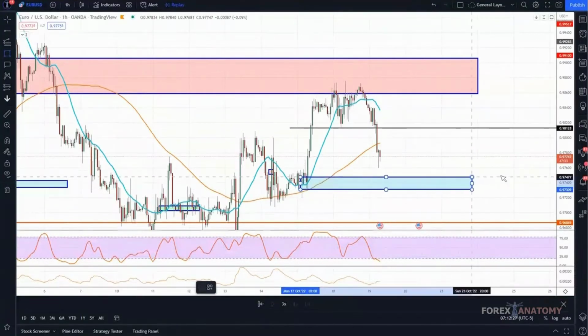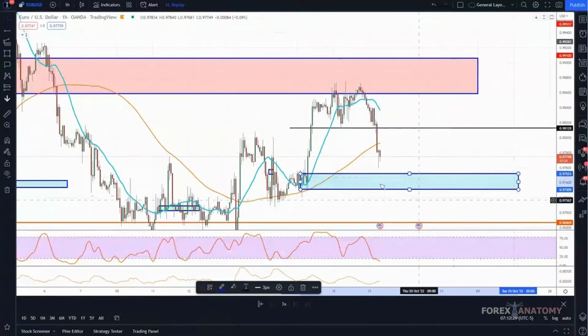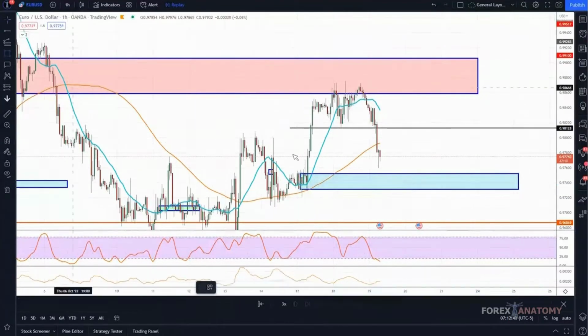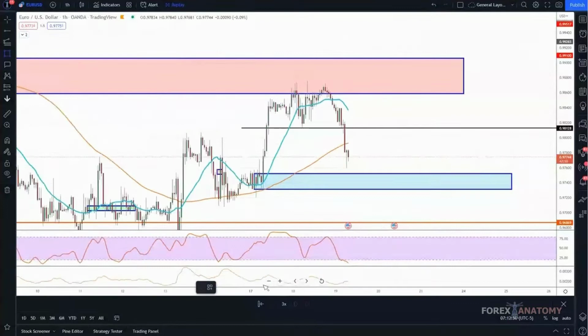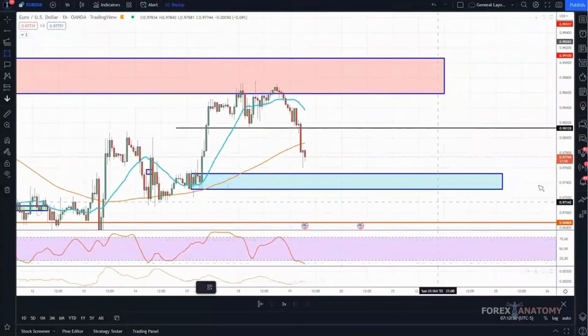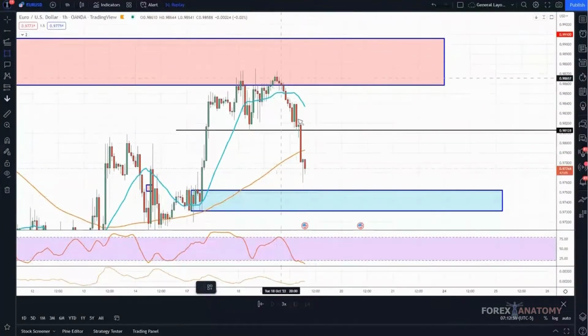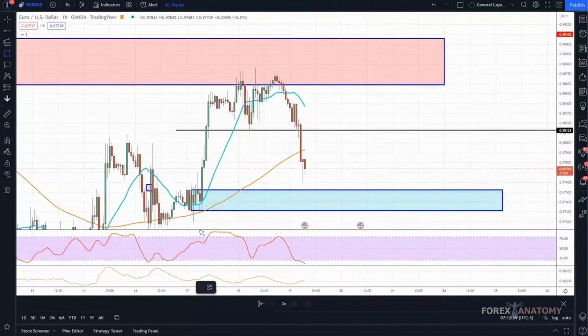So then we have this zone of demand right here. Price may push a little bit deeper and then start correcting higher. But what we want to see is a retracement into an area of supply. And one of the main areas of supply I'm looking at is this area right here, in this move down that we see, that could be an area of supply.